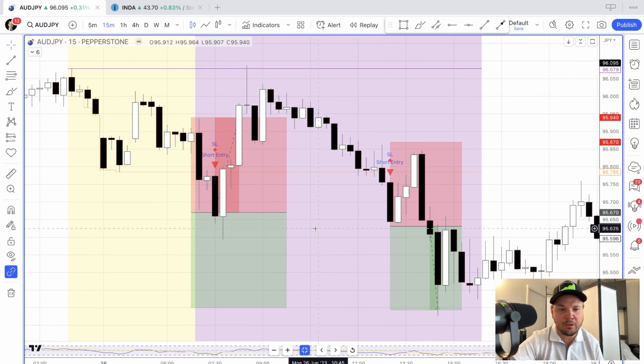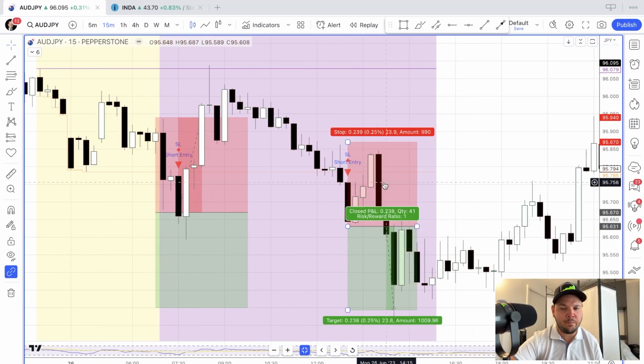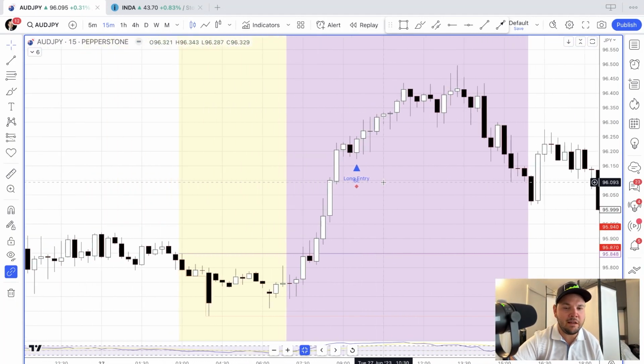It will be 1% on each trade or less. So if it's the same percentage, then that's a break-even day. Then we move on to here, on Tuesday. Same range, a bit more clear now.